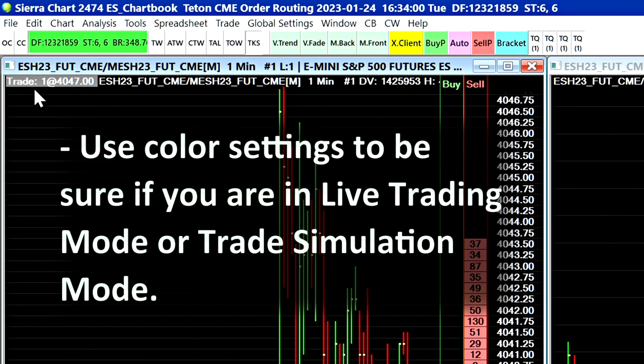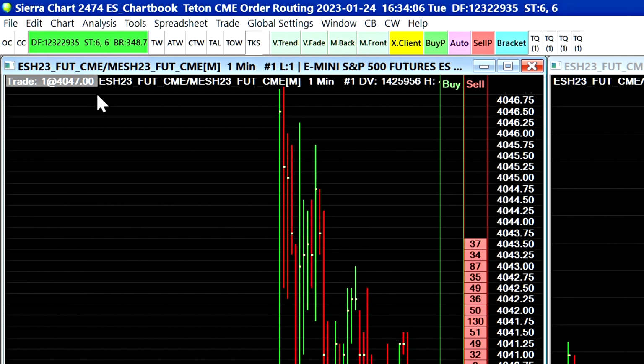It shows Trade 1. Now, in some cases, it might display your trade account number here. In this case, I've configured it to not display that. But one way of determining or making sure which trading service you're connected to, either live mode or sim mode, is by assigning different colors for both of those. And I'll show you how to do that now.